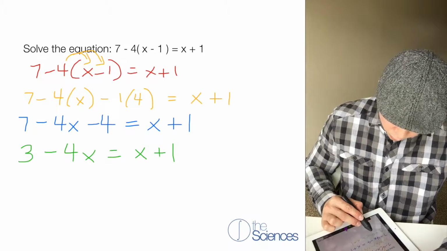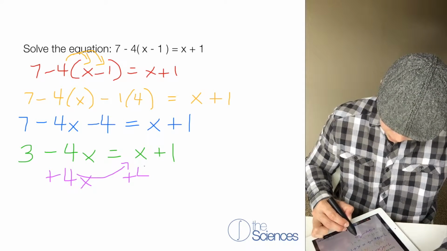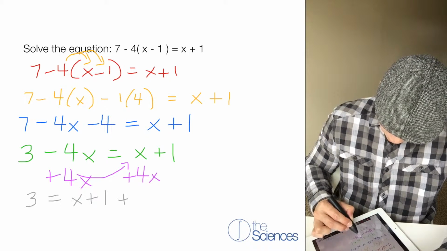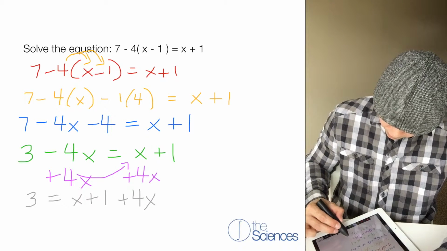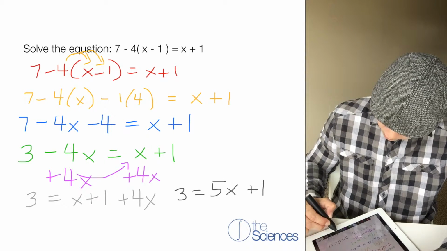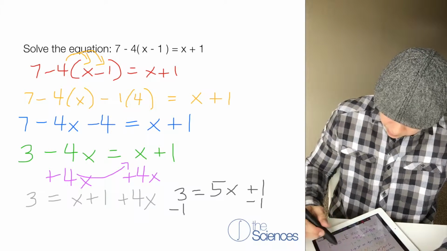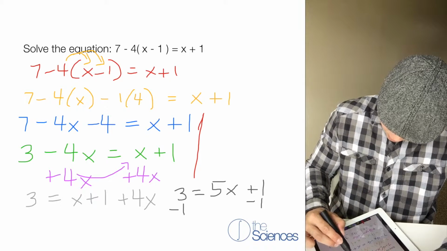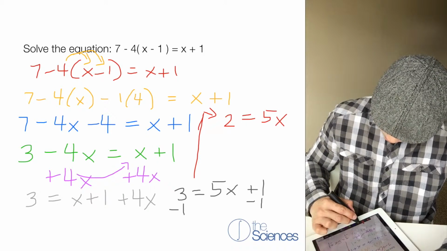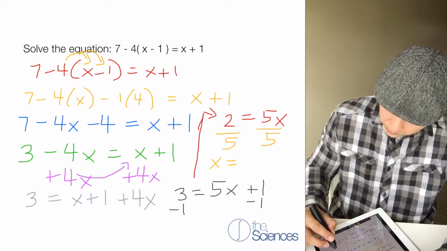So now we can move 4x to the other side by adding 4x to both sides of the equation. So now we have 3 equals x plus 1 plus 4x. So now we have 3 equals 4x plus x is 5x plus 1. Now we can move 1 to the other side by subtracting 1. So now we have 2 equals 5x. If we divide both sides of the equation by 5, we get x equals 2/5.